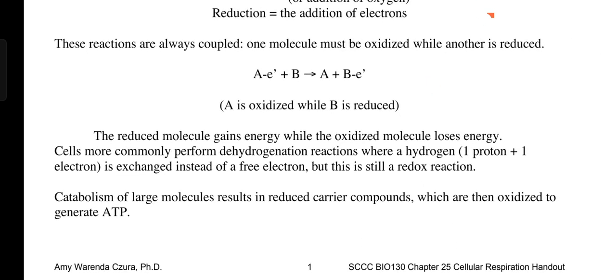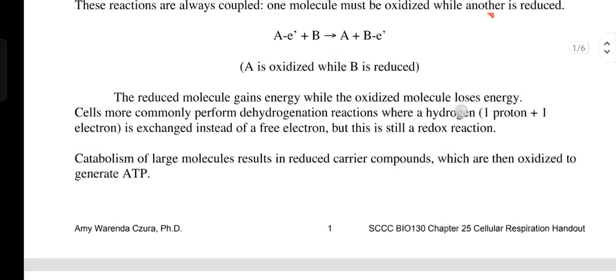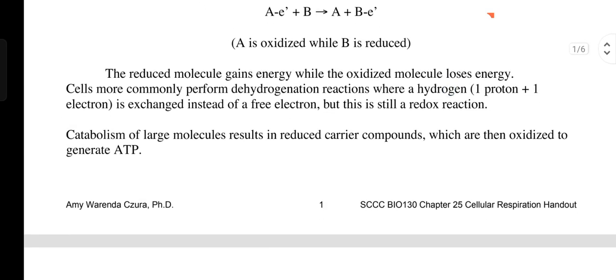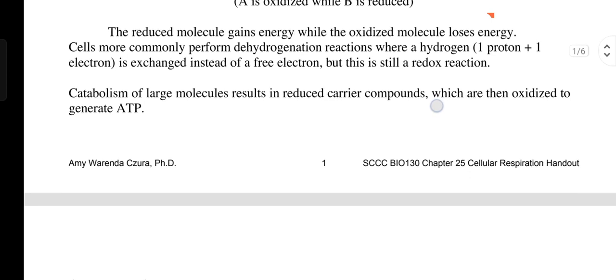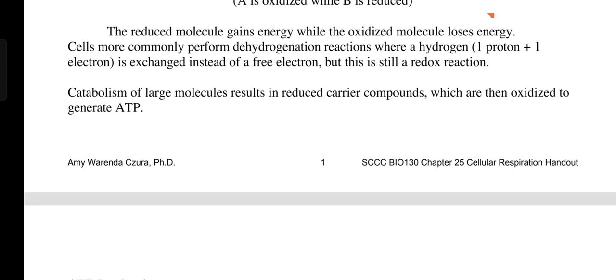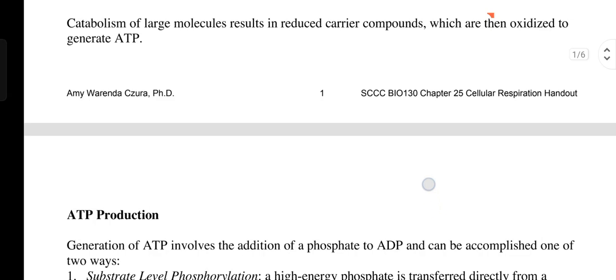AH plus B equals A plus BH. A is oxidized while B is reduced. The reduced molecule gains energy while the oxidized molecule loses energy. Cells more commonly perform dehydrogenation reactions, where a hydrogen, one proton plus one electron, is exchanged instead of free electrons, but this is still a redox reaction. Catabolism of large molecules results in reduced carrier compounds, which are then oxidized to generate ATP.